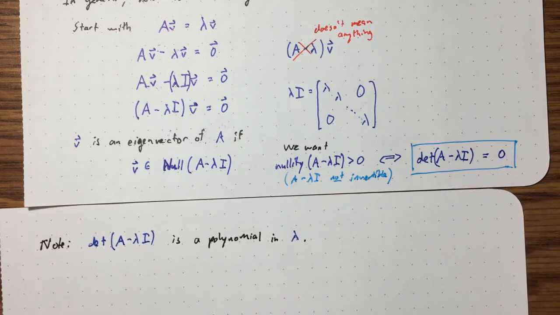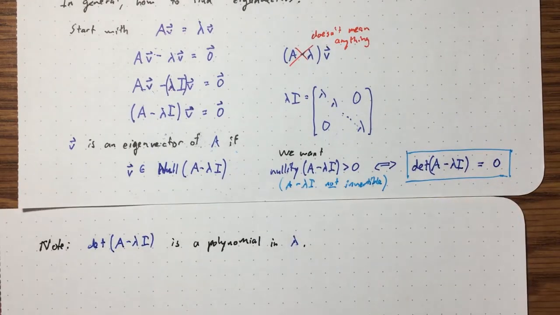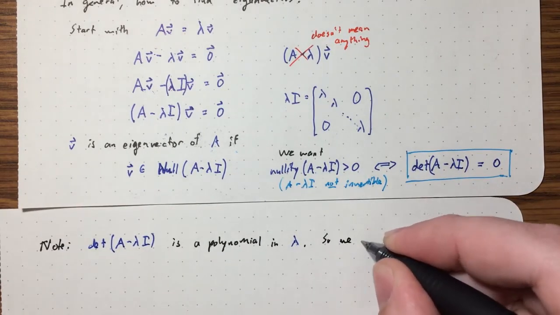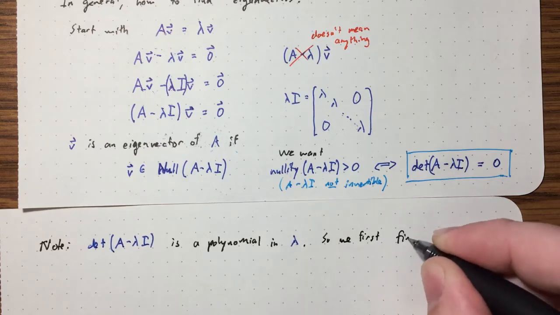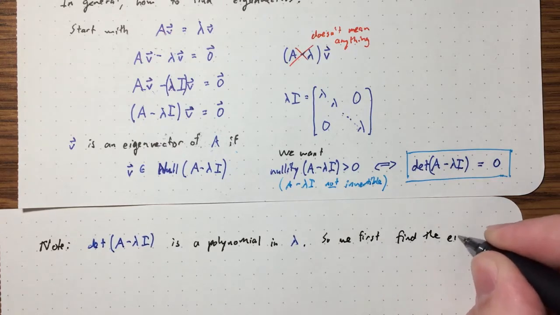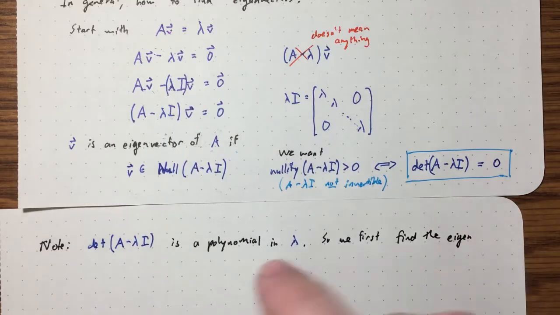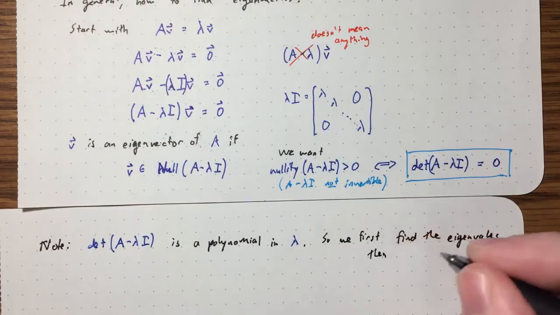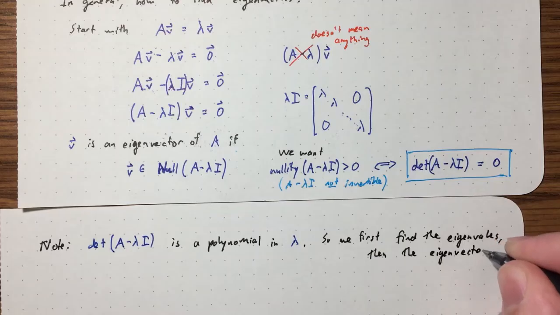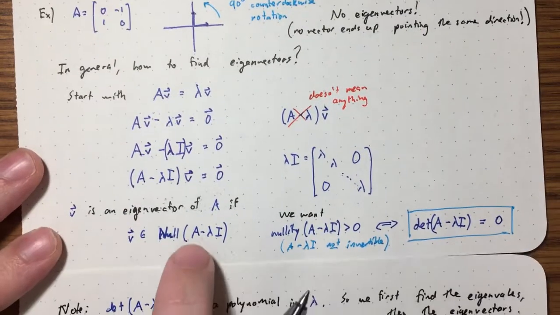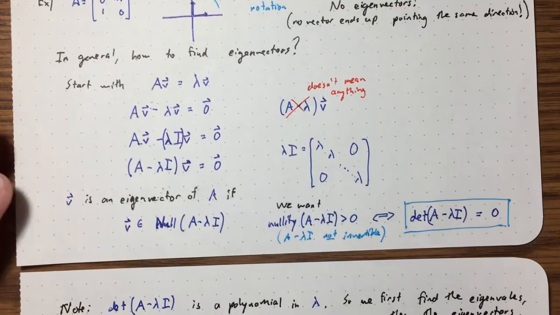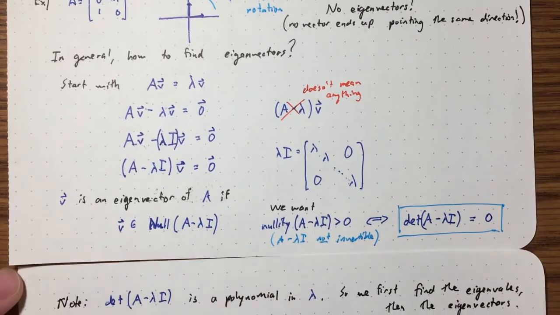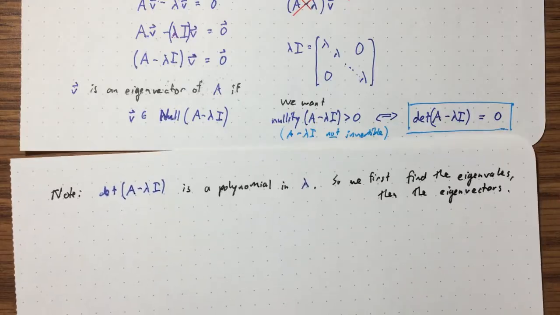So that will give us a strategy. We have a polynomial. We set it equal to 0. So we first find the eigenvalues. Even though we set out to find eigenvectors, we end up first finding the eigenvalues and then the eigenvectors. How do we find the eigenvectors? Well, once we find the eigenvalues, we know what null space we're looking at. We've pinned down lambda, and then we just look at the null space and we find the eigenvectors.